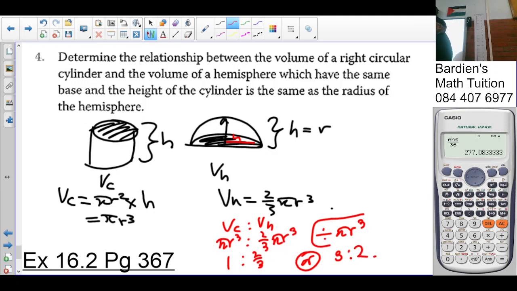What's the answer there? None of you managed to get this answer. Just check if the answer is right before we move on. Three over 2. Yeah. So the volume of the cylinder is to the volume of the hemisphere is 3 is to 2, or 1 is to 2/3 is the same. We can say 3 is to 2 and vice versa.